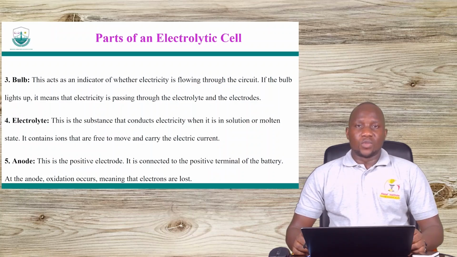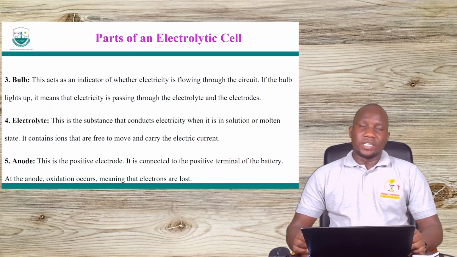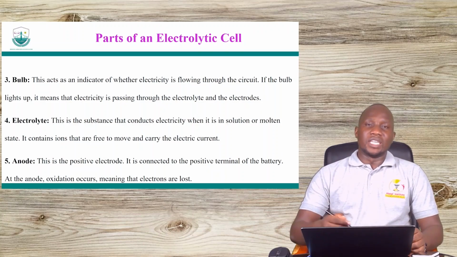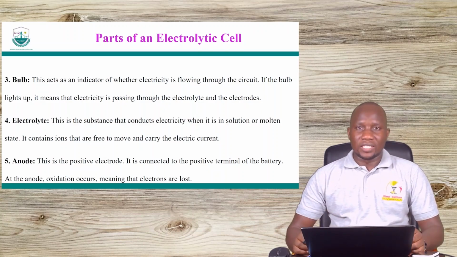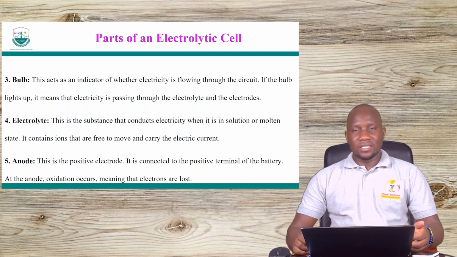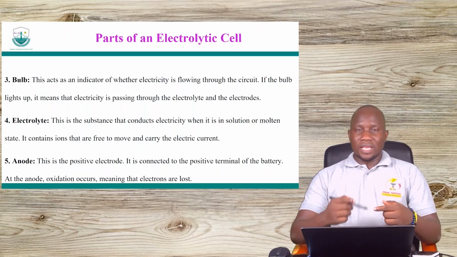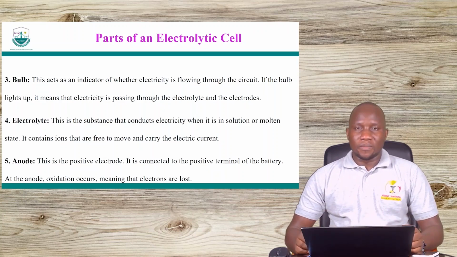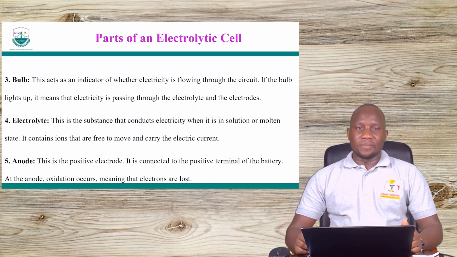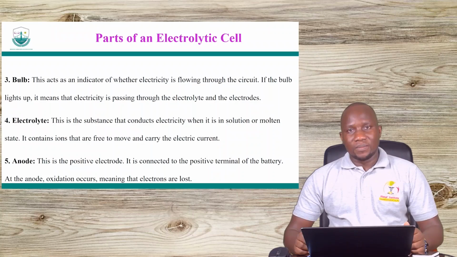And then the bulb, of course, will tell you that the circuit is actually complete. The electricity is flowing if it lights. If it doesn't light, it means that perhaps the electric current is not flowing. So you may need to check your wiring. Okay? And then the electrolyte.